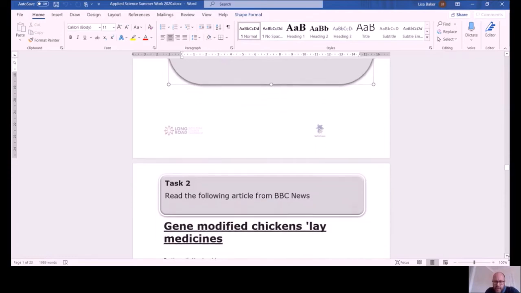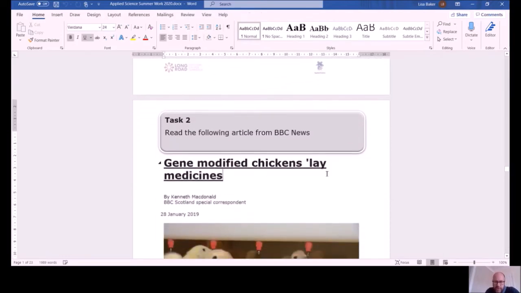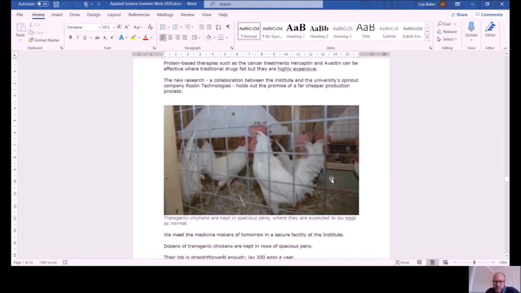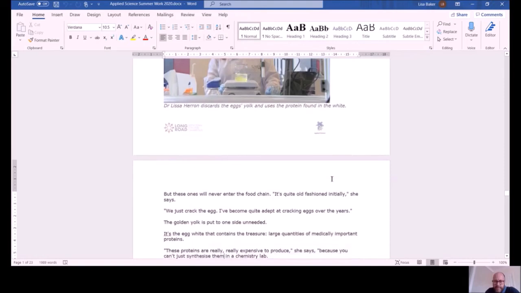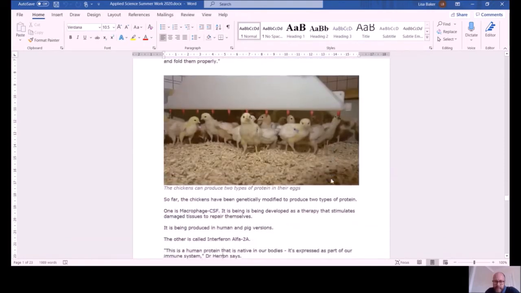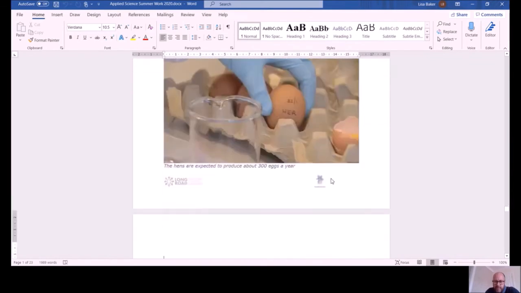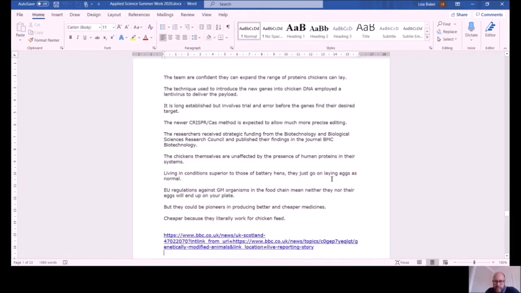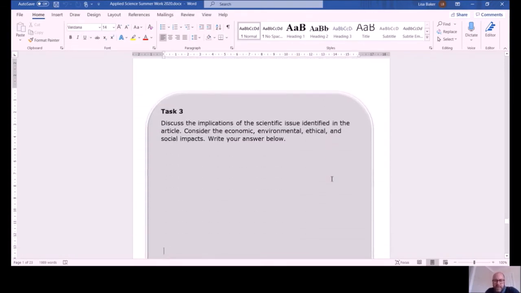Task 2 wants you to read an article from the BBC News Archive. So it was a January 2019 article. Okay, plenty of scientific reading there for you to do, plenty of science to read about and people to read about within the article. And we want you to do a couple of tasks based on that.